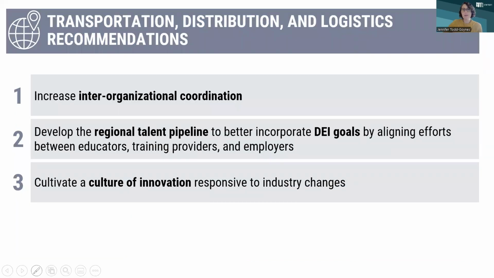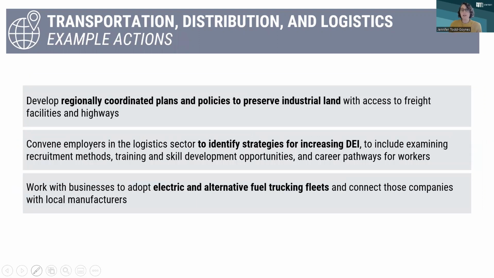Just going to give you a quick preview of some of the strategic recommendations under TDL. Each of the growth areas has these associated with it, but here we have one, increasing interorganizational coordination. Two, developing the regional talent pipeline to better incorporate DEI goals by aligning efforts between educators, training providers, and employers, and then creating that culture of innovation that's responsive to industry changes. For each of these strategic recommendations, we have associated actions. On this next slide, you'll see just an example of some of the actions that we've included in our plan.